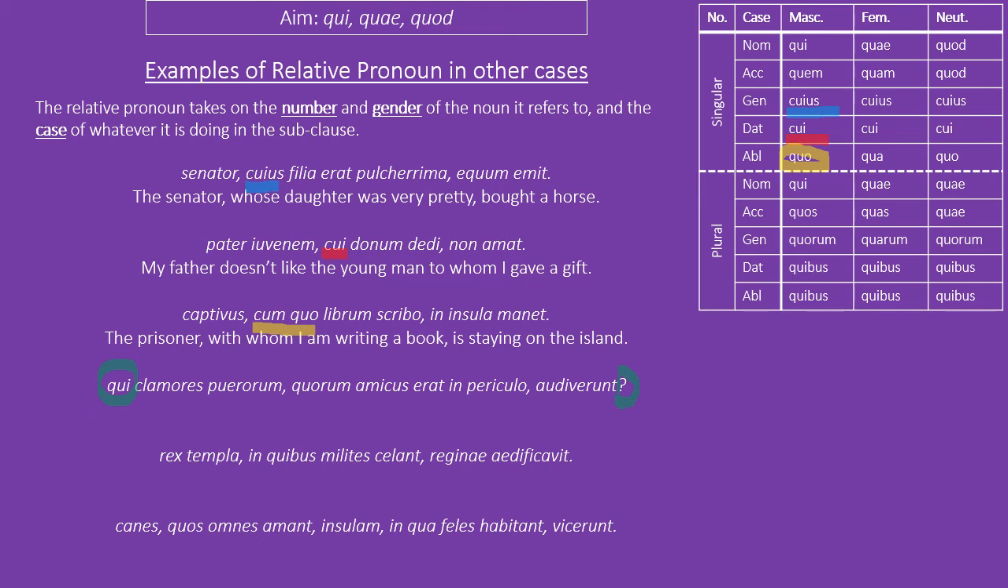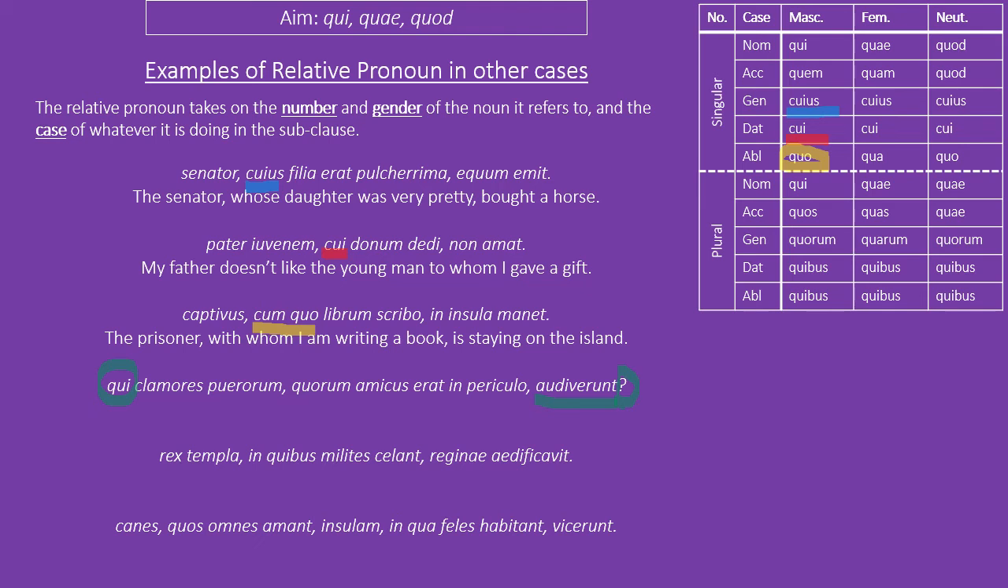If we know that quae is nominative plural, who, then we've got to go all the way to the end to find our verb, audiverent. Who heard? Who heard the what? The clamores puerorum, the shouts of the boys. Okay, fine. So we've done the main sentence first, often very sensible.